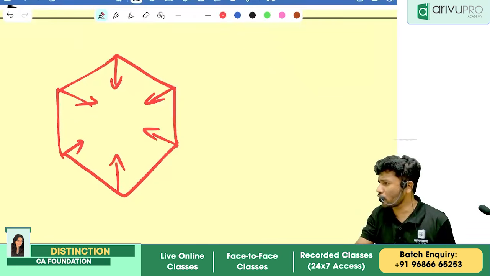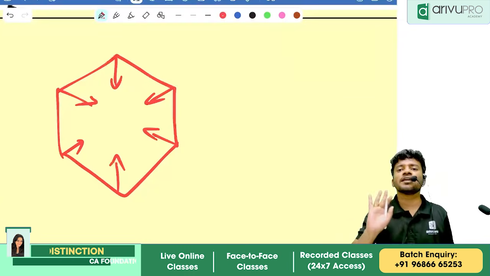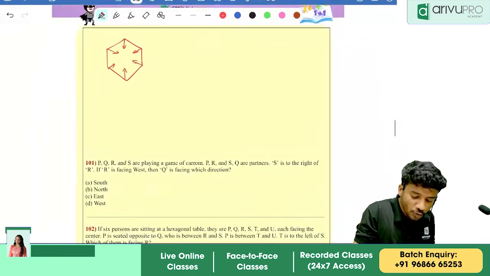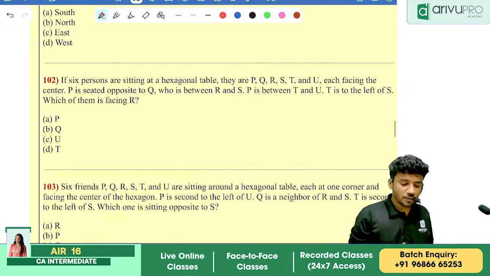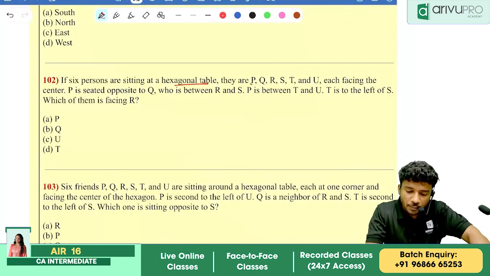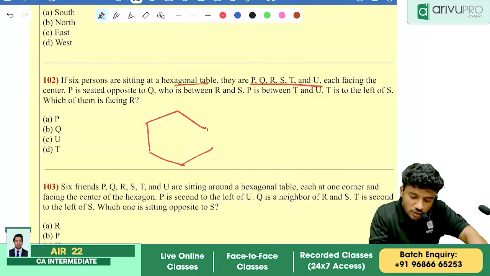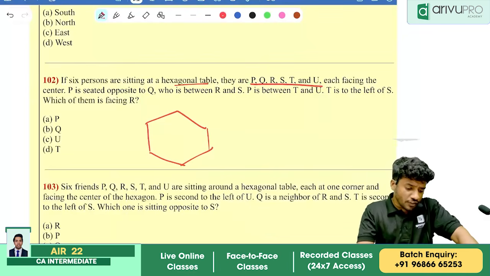If you are able to solve questions based on circular arrangement, you will no matter what fail in hexagonal arrangement. I will show you with a question over here. Six persons are sitting at a hexagonal table. They are P, Q, R, S, T, U. It looks like this, and they are facing each other.